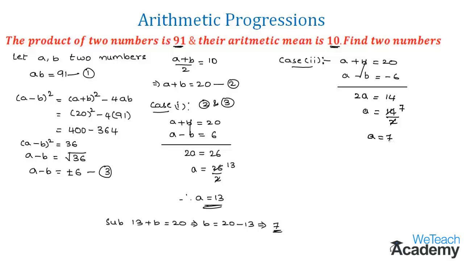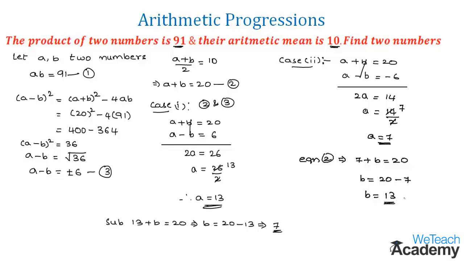Now let us substitute the value of A as 7 in equation 2. So we get 7 plus B is equal to 20. By transferring 7 to the other side, we can write B is equal to 20 minus 7. And therefore we get B is equal to 13.